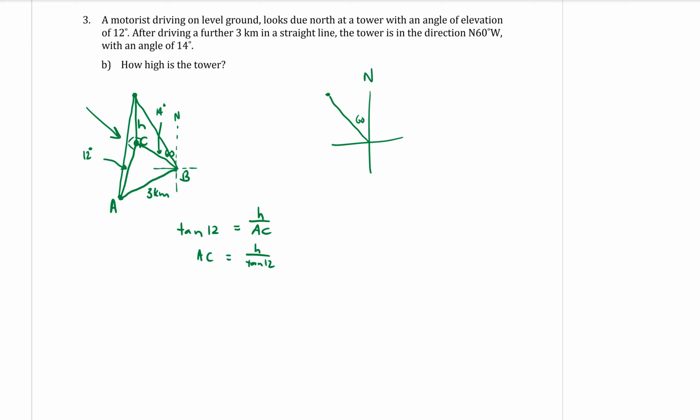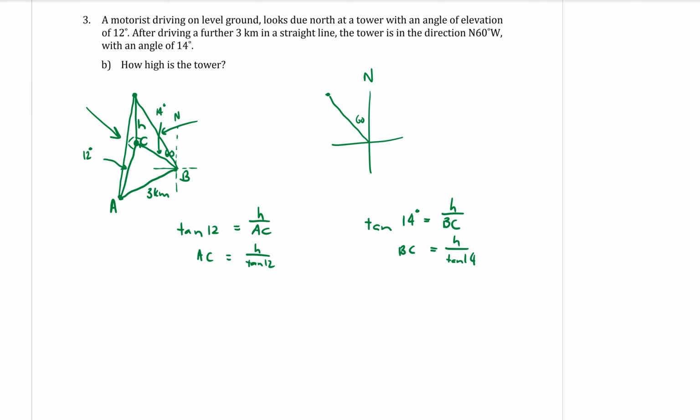Now let's do the same thing with the other triangle over here on the right. Again, H would be the opposite, and we're going to use BC, which would be the adjacent. So tan again. Tan of 14 degrees is going to be equal to H over BC. Now let's get the BC by itself. So do the switch, H over tan 14. Okay, now we want to get an equation that just has H in it.